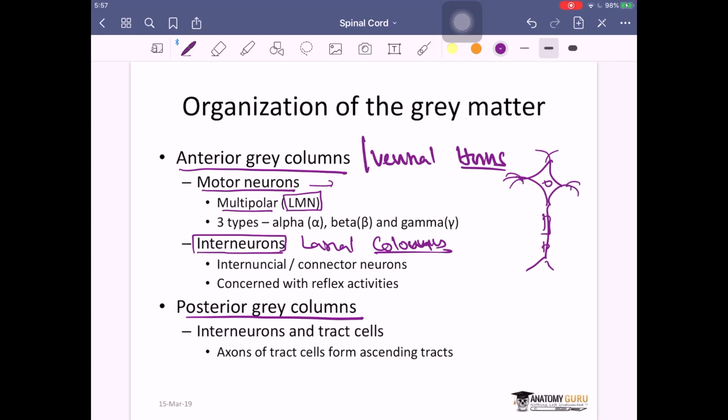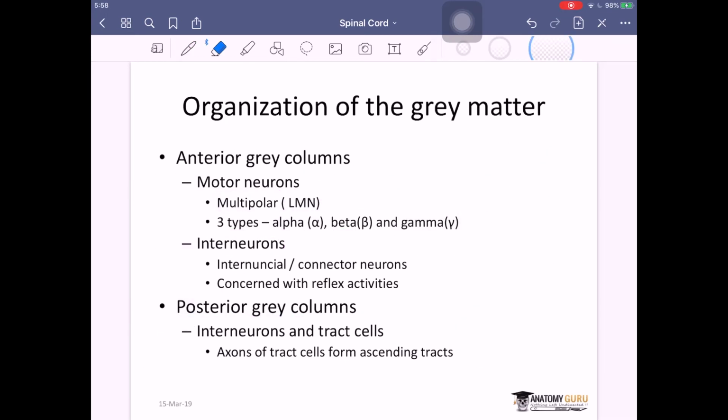And why do we call them lower motor? Because these are the neurons present here, which are under the control of another set of neurons coming from your brain, or controlled from the brain or the higher center. Those are called upper motor. So these are your lower motor neurons. They are multipolar, and they are of three types: alpha, beta, and gamma. In this, alpha and gamma are important. This you might have read in your physiology.